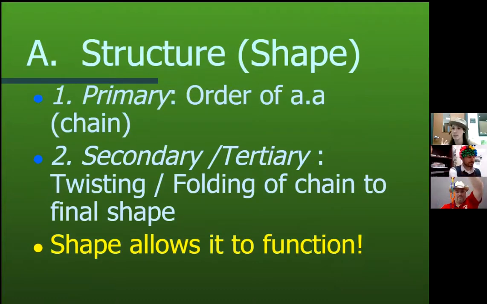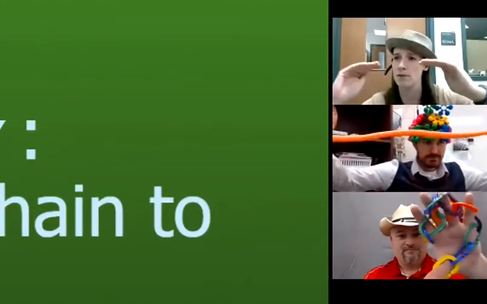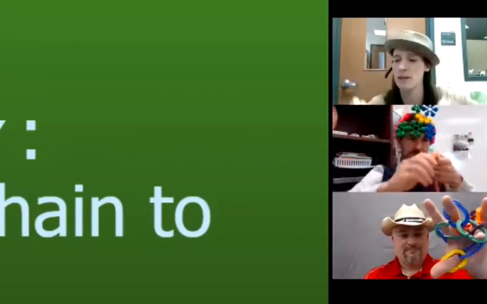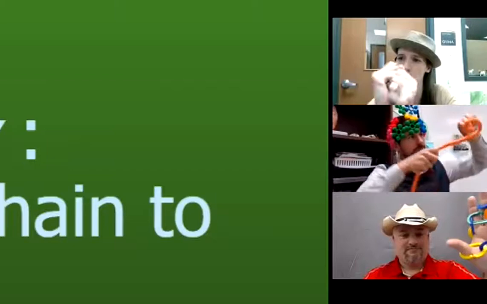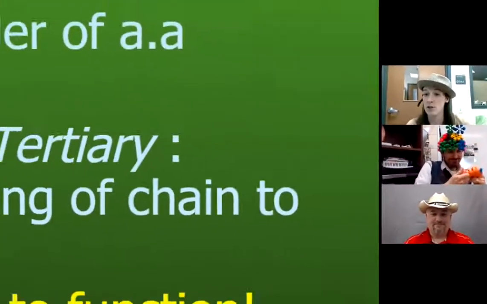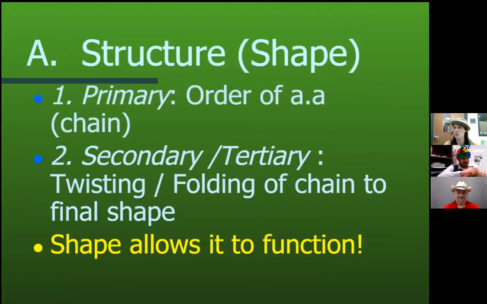Then the next step, or the secondary step here, is we're going to start twisting and folding to get our final protein shape. So we take that chain of amino acids, that's our first level, and then our second and third levels, secondary and tertiary, we fold it up into this complex shape. And that shape is what allows the protein to do its job, to carry out its function. So not only is the order of those amino acids important, but that twisting, that folding, that final shape is really what determines what that protein is able to do.